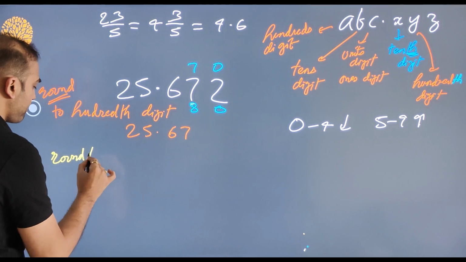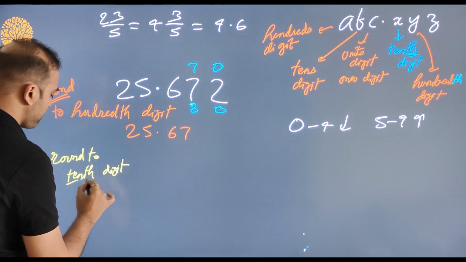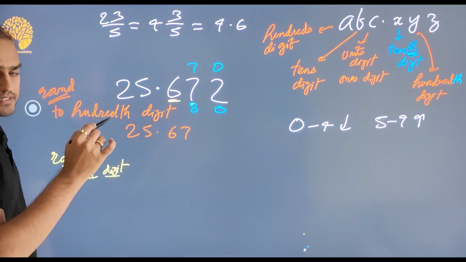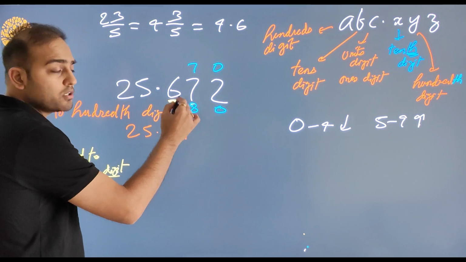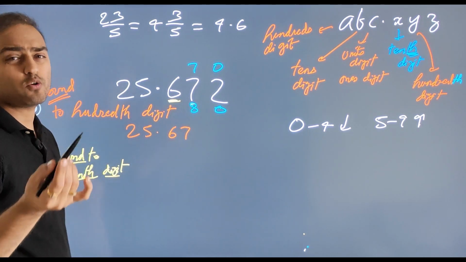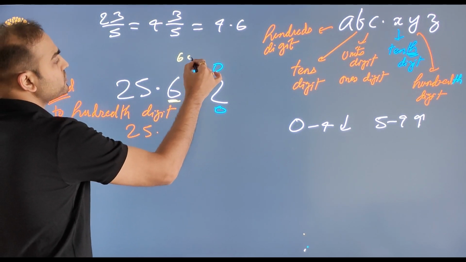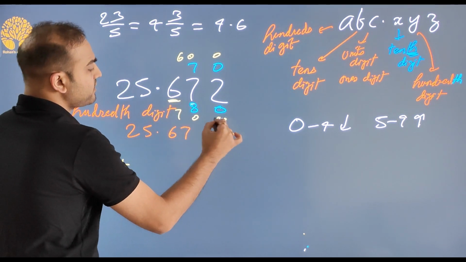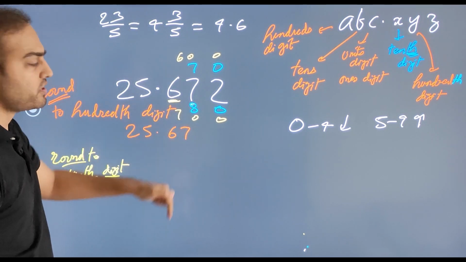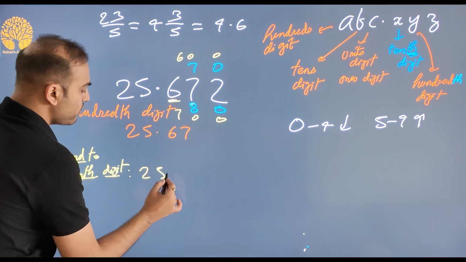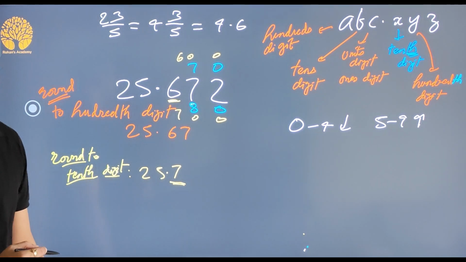Okay, now similarly, if I want to round this to the tenth digit, that means I don't want decimals after that. So then don't look at the nearest number, look at the number as a whole. It's an easier way to understand. Look at this 672. If I look at the lower range, that's 600, higher range, that's 700. 672 is closer to what, 700 or 600? It is closer to 700. So when I round it off, it will become 25.7.